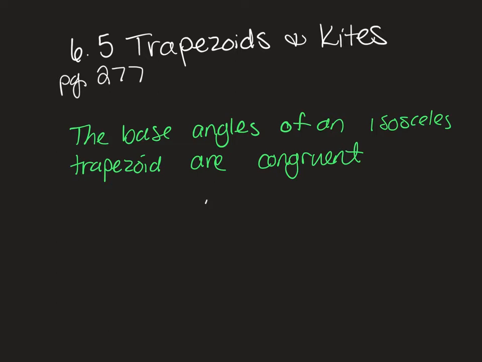An isosceles trapezoid is a trapezoid where the two legs are congruent, so the two non-parallel sides. So if you have a trapezoid where those sides are congruent, it also means that the base angles are congruent. So this angle would be congruent to this one, and the ones at the top would be congruent to each other as well.